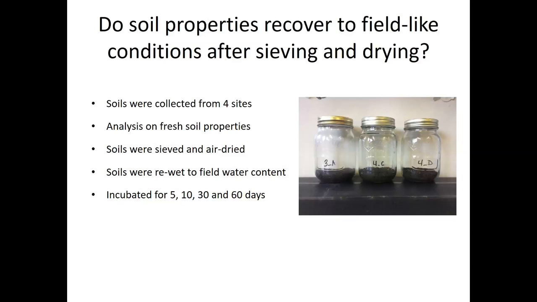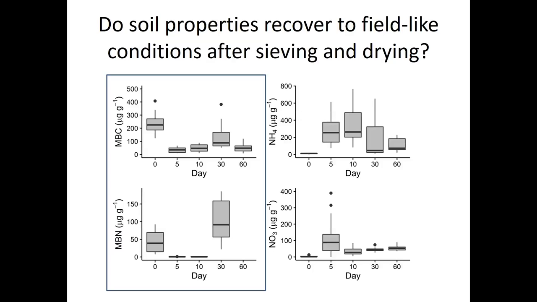And again, I apologise, you probably won't be able to see the graphs in that much detail, but on the left here I've got some microbial biomass data, and so we can see this big decline in the microbial biomass after processing and homogenisation, which doesn't recover back to field-like conditions after 60 days. You can see at 30 days we start to see some increase, but this is very, very variable, and this is driven by massive variability between the four sites that I sampled from. So not only are we seeing this big decline, but it's also not consistent between sites.